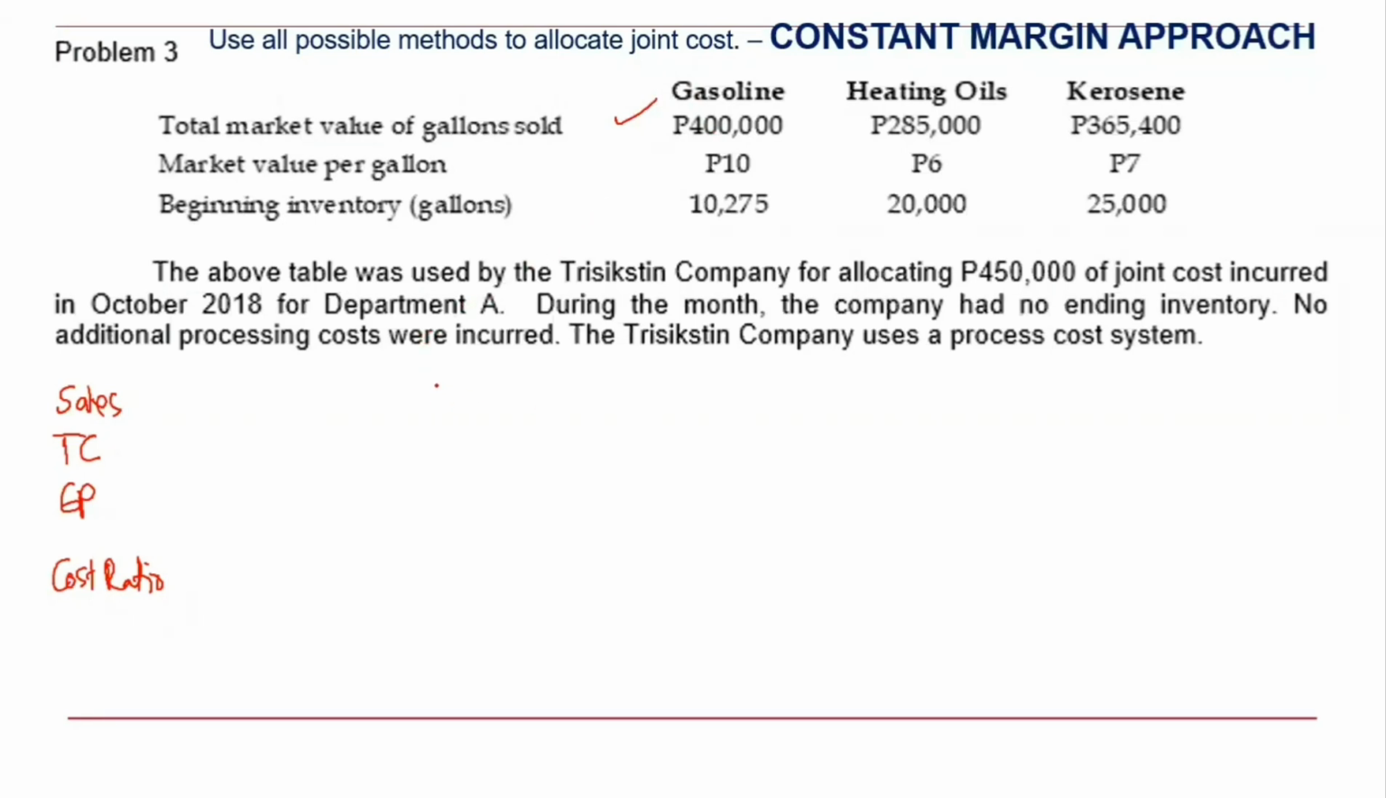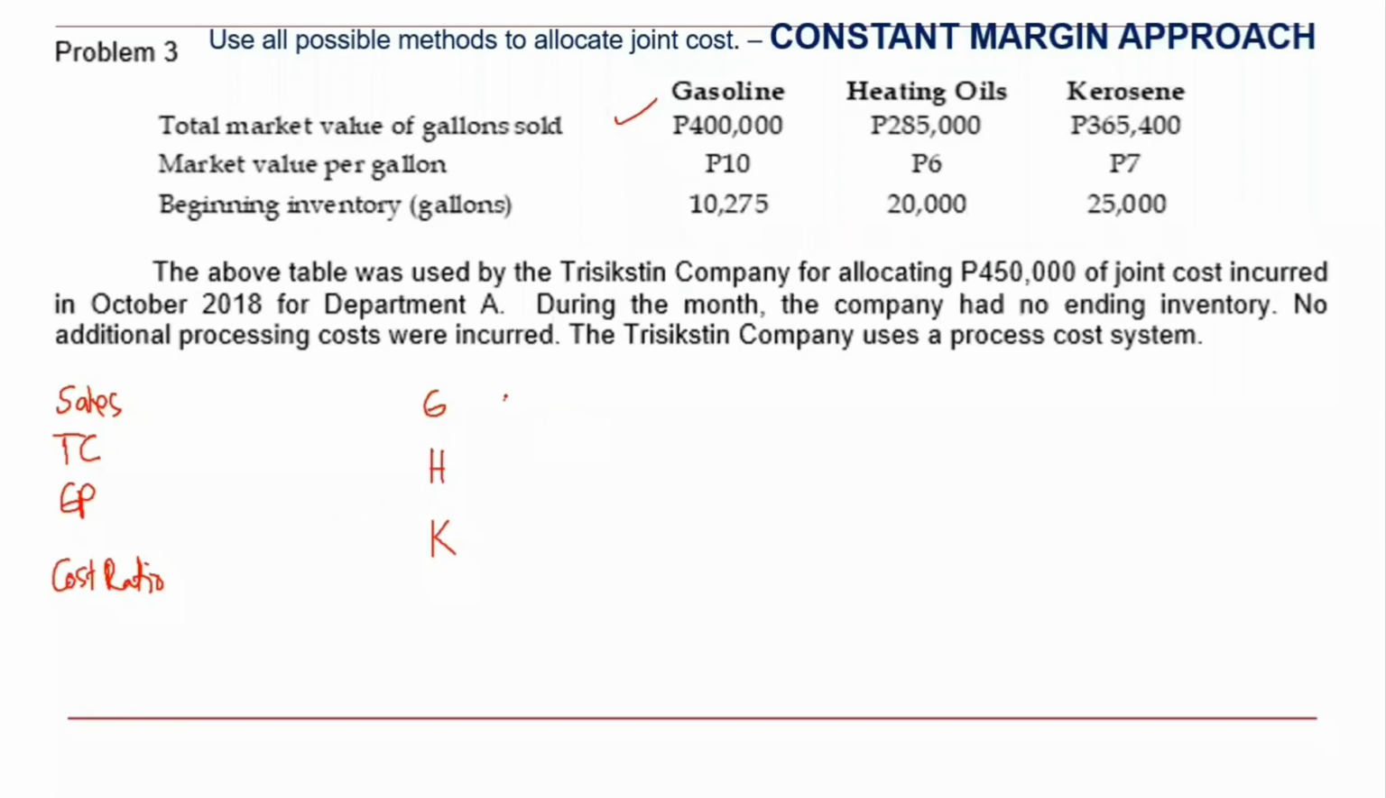Okay? So dito muna tayo. So we have gasoline, we have the heating oils, we have the kerosene. Okay? So from here, wala po tayong joint cost, no? Wala tayong additional processing cost. Okay, pag wala pong additional processing cost incurred, hindi po natin na kailangan gamitin yung constant margin approach. Pero we will just show why hindi na siya kailangan gamitin kasi pare-pares lang din lalabas. But we will just show kasi nasimula naman na natin.